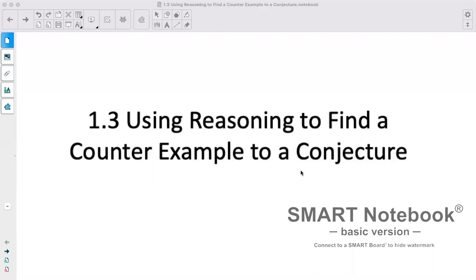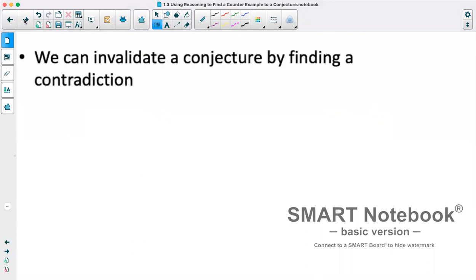Hi, today we're going over section 1.3, which is using reasoning to find a counterexample to a conjecture. So essentially today we are going to use logic to try to disprove conjectures. So we'll try to find things that don't work with various stated conjectures. We can invalidate a conjecture by finding a contradiction. As soon as we find something that does not work with a conjecture, it is invalidated. So it's no longer useful.